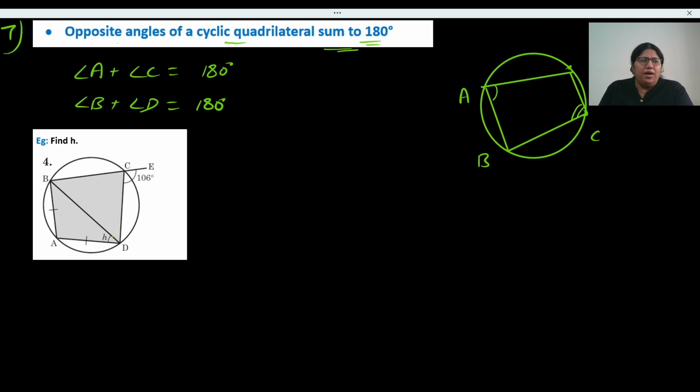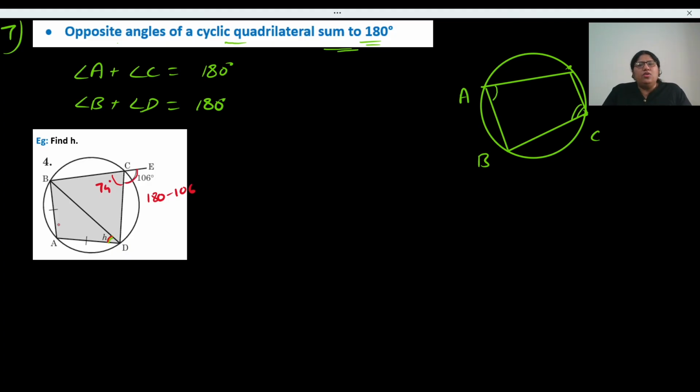Now where H is marked in the figure, what do we always go from? Known to unknown. This is your 106 degrees, and you can see that it forms a linear pair with angle BCD and DCE. They both are a linear pair. Linear pair means angles sum up to 180 degrees. So how to get this angle here? 180 minus 106, I'll get 74 degrees as this interior angle.